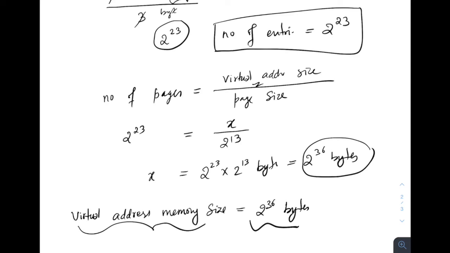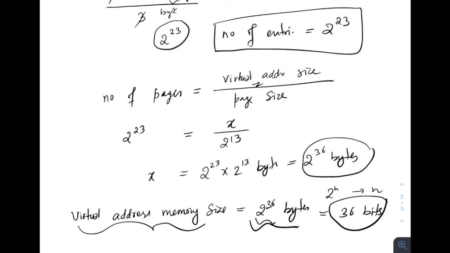So we already know, right? For 2 power n different values, we know that n bits are required. So similarly, for 2 power 36 different bytes, how many bits are required? 36 bits, right? So this is our answer, 36 bits.